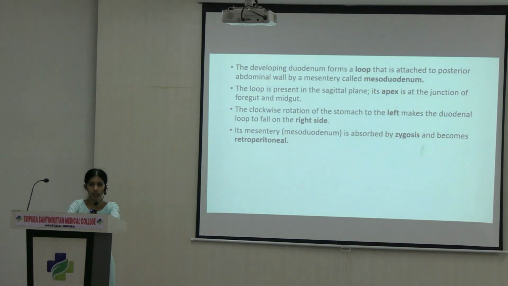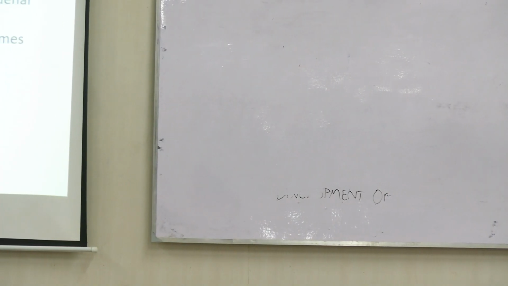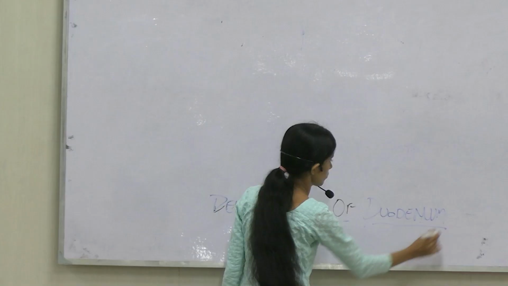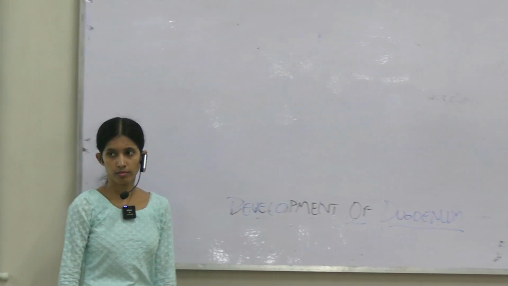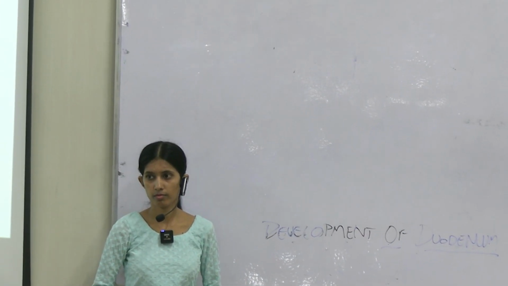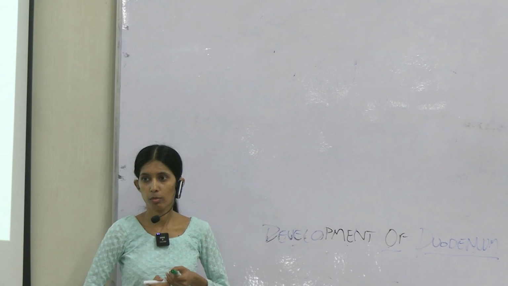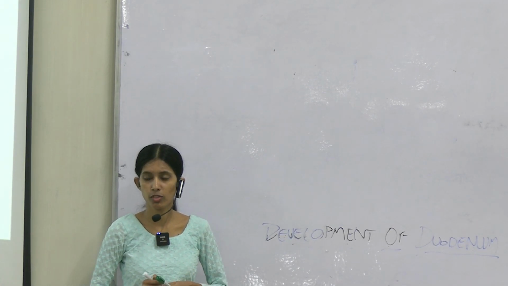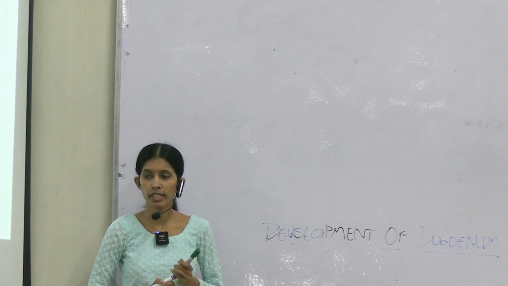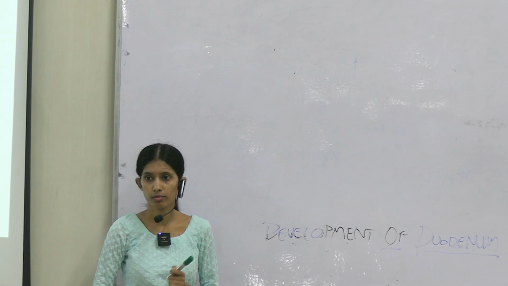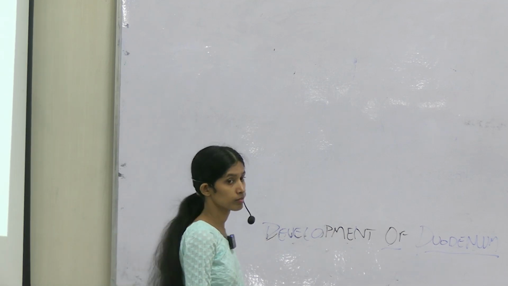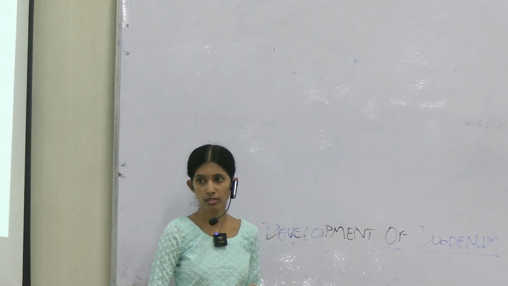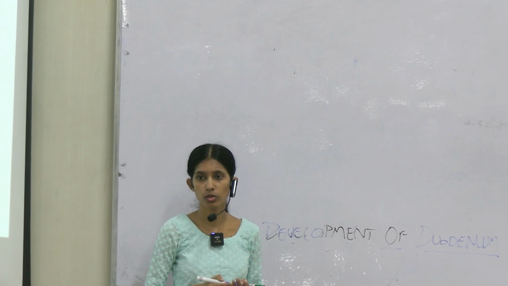What do you mean by retroperitoneal? What makes the organ retroperitoneal? Behind the peritoneum. Which peritoneum? How many types of peritoneum are there? 3 types. 2 types. What are those?